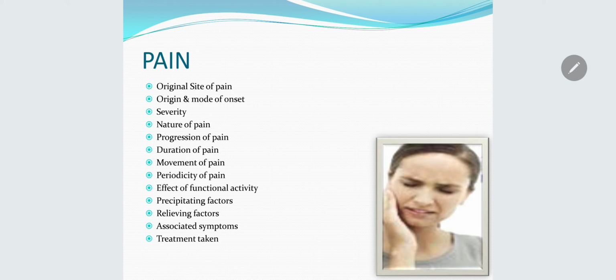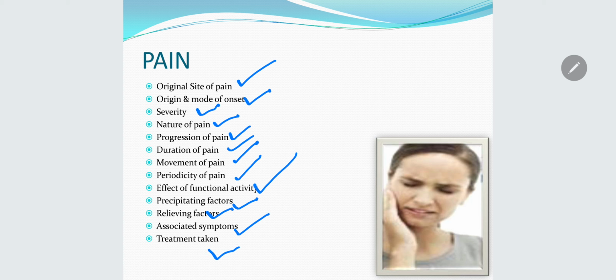Coming to the pain, what do you have to ask? You have to record the site of the pain, whether it is near the lower jaw or upper jaw, origin and mode of onset, whether it has occurred mild and then increased. You have to write severity of the pain, nature of the pain, progression, duration, movement of the pain, periodicity of the pain, effect of functional activity, that means whether he has any numbness or any chewing difficulty, aggravating factors, relieving factors, associated symptoms and treatment taken, all these things.